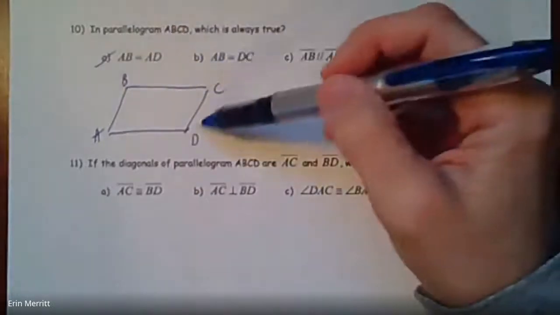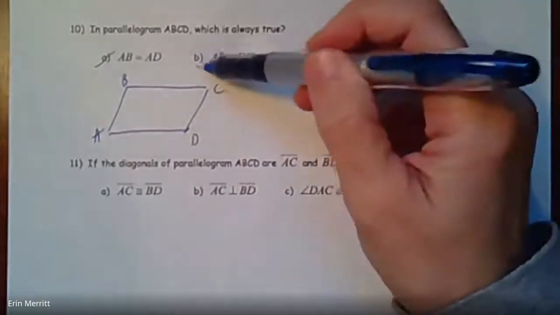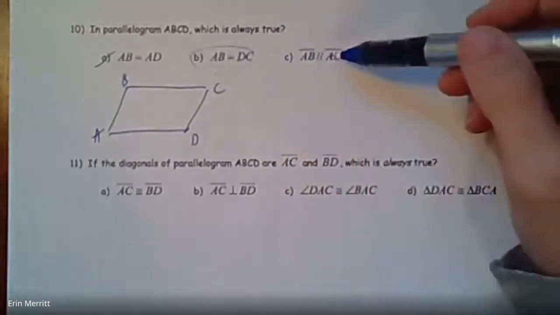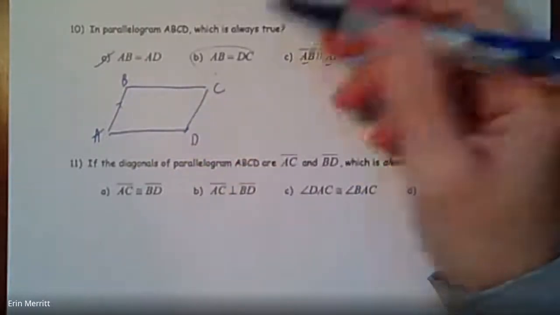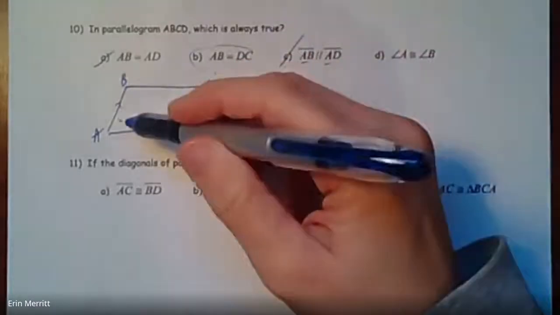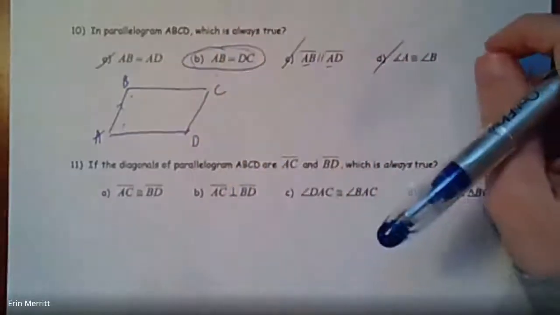AB equal to DC. All right. Yeah, those are the ones across from each other. So I'm thinking that's our answer, but let's double check. AB being parallel to AD. No, if they share a point, they can't be parallel to one another. All right. And then angle A being congruent to angle B. Well, that could be true, but it does not have to always be true. So choice B, that should be our answer there.